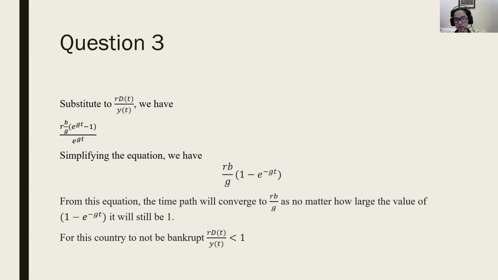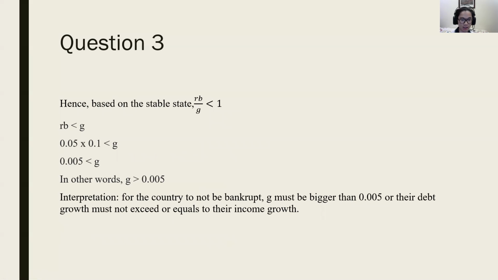Now, if you ask me what happens to 1 minus e to the power of negative gt, no matter how big the number of t or g, the result will always be 1. Therefore, that leaves rb over g times 1, which is essentially rb over g. Now, for a country to not be bankrupt, rDt over Yt needs to be less than 1. So let's just substitute rb over g into less than 1. Here, as I said before, based on the steady state, rb over g is less than 1.